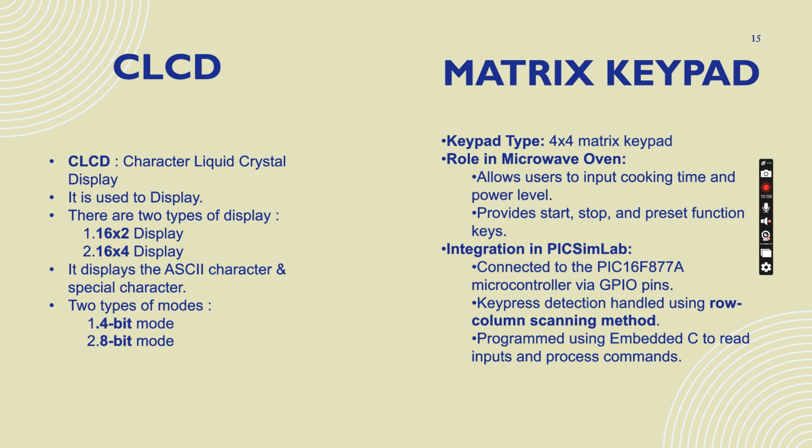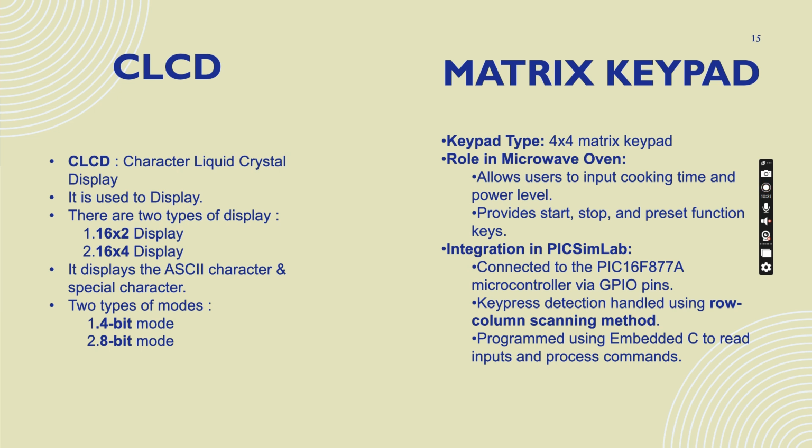First is the CLCD, which is a character liquid crystal display. It is used for displaying purposes. There are two types of CLCD, 16x2 and 16x4. Both are in PicsimLab. It displays ASCII characters and special characters. There are two types of modes in CLCD, 4-bit and 8-bit mode. So this is the CLCD, and then the matrix keypad.